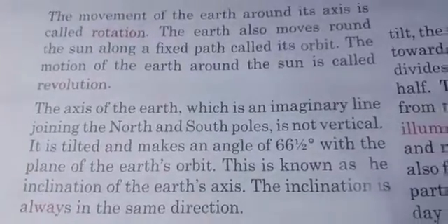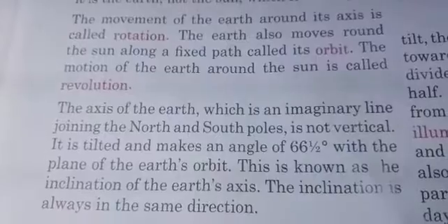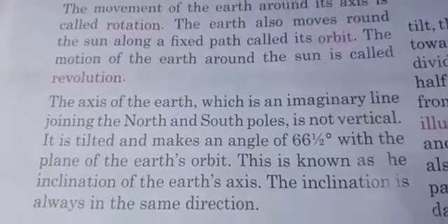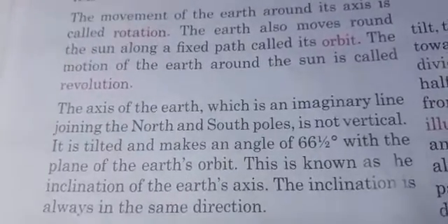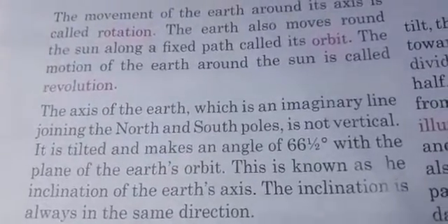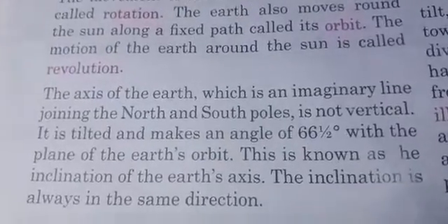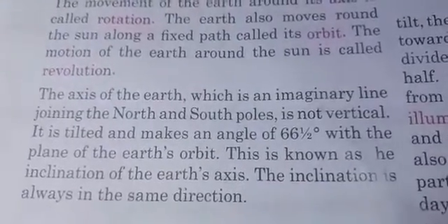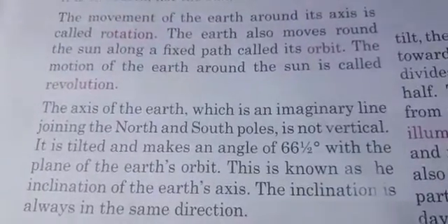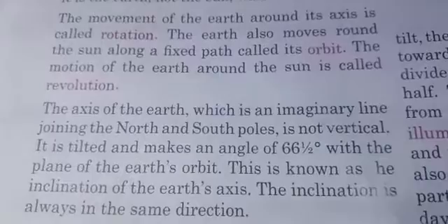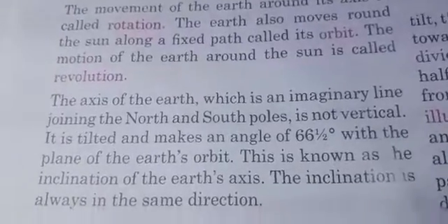The axis of the earth, which is an imaginary line joining the north and south poles, is not vertical. It is tilted and makes an angle of 66.5 degrees with the plane of the Earth's orbit. This is known as the inclination of the Earth's axis. The inclination is always in the same direction.